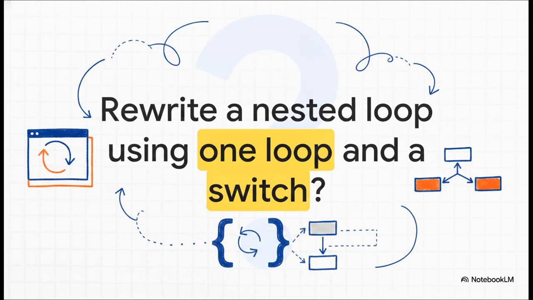But I'm going to leave you with a bit of a challenge. Based on what you now know about how these structures actually execute under the hood, could you rewrite an entire nested loop program using only a single loop and a clever switch statement? Think about how that control flow would work.